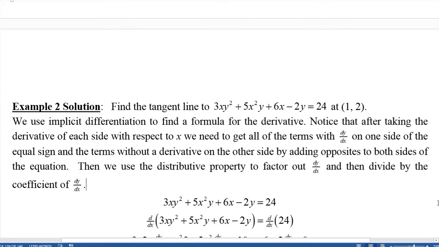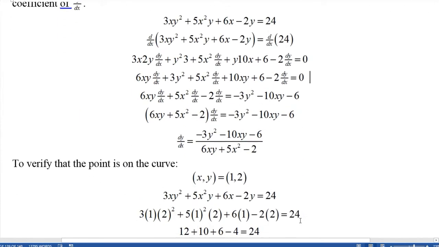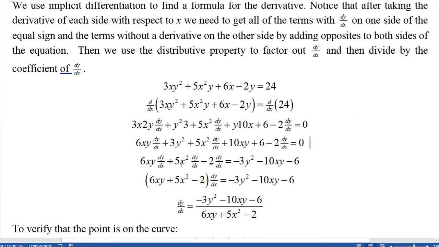Okay, so let's see how that works. So we were down to the point where we had the derivative was done, so this is right here, but we want to solve for dy over dx. That's what we're looking for. We were actually right here on this fourth line. So now what we want to do is put all the dy over dx terms on the left and everything else on the right.